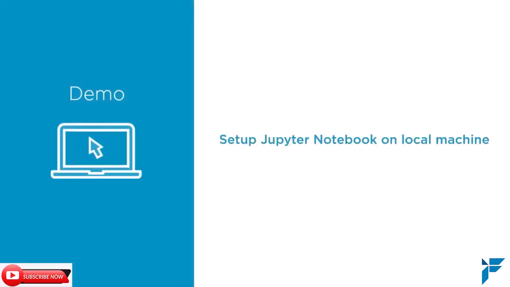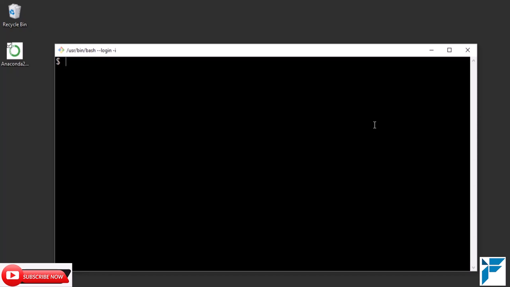In this module, we will set up the Jupyter Notebook on the local machine. To run the Jupyter Notebook on your local machine, we can use our terminal or command prompt if you are on the Windows machine. In our working directory, let's create a folder named as Module 2. Let's navigate to this folder.